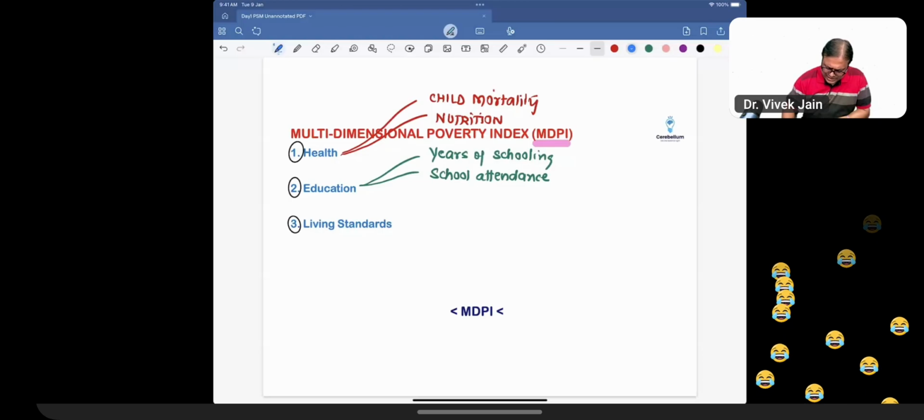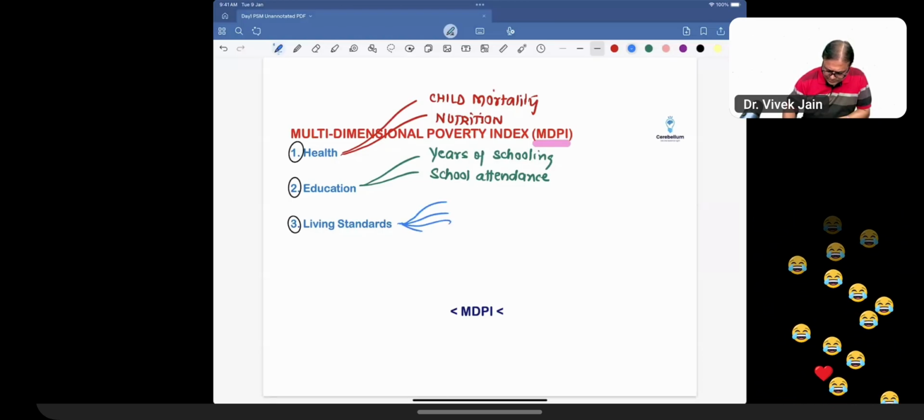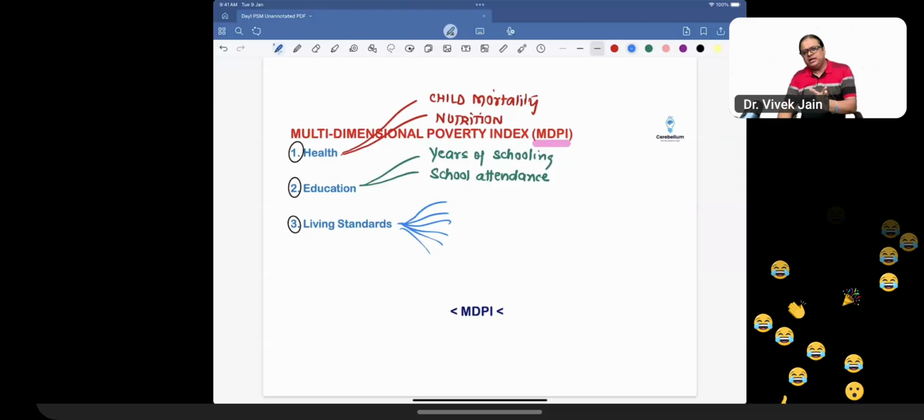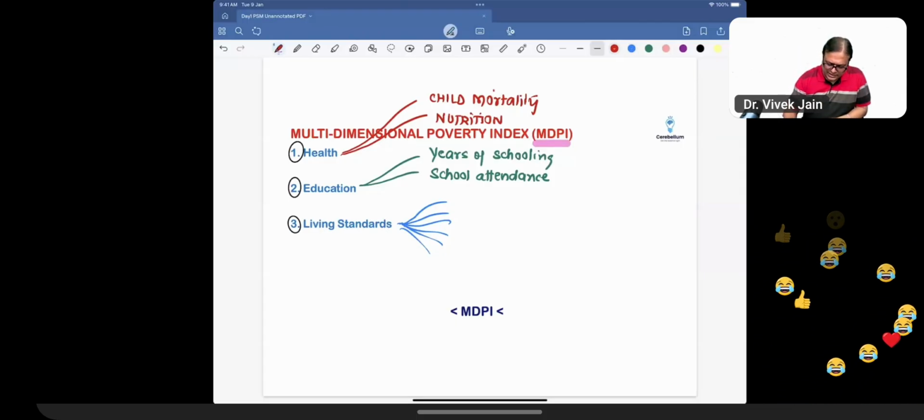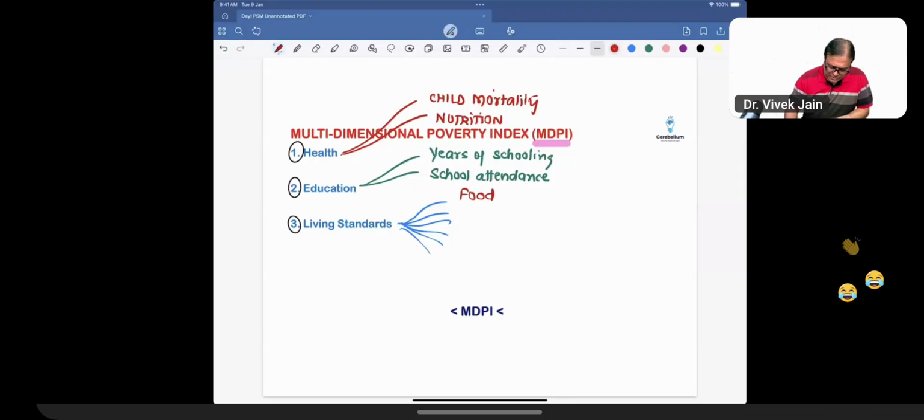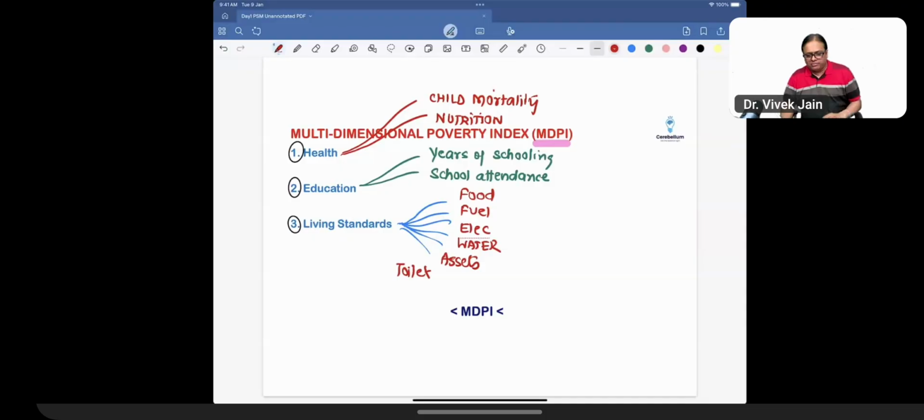And then there are 6 sub-indicators of living standards. What are these 6 sub-indicators of living standards, friend? Very right, these are food. Let us see how many remember correctly. Then we have fuel, electricity, water, assets, and toilet. Toilet is sanitation facility in the house. So please remember very carefully, there are 3 indicators and 10 sub-indicators.